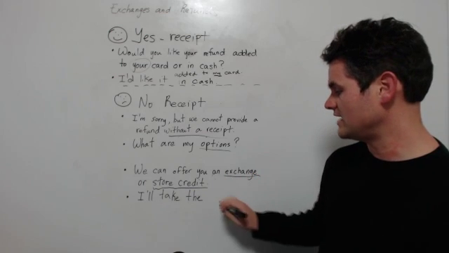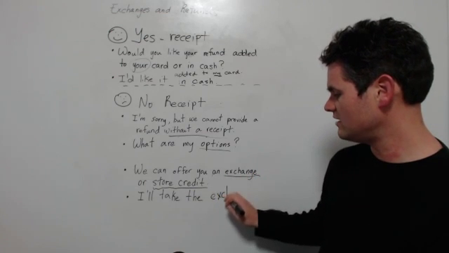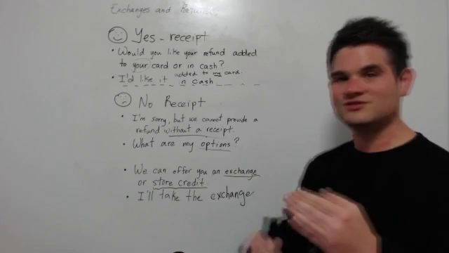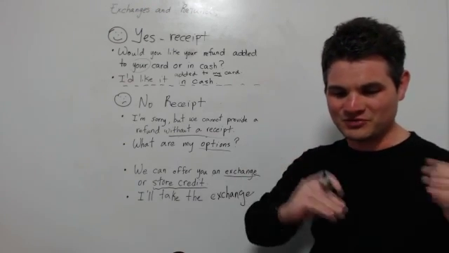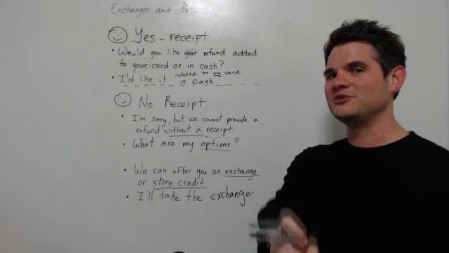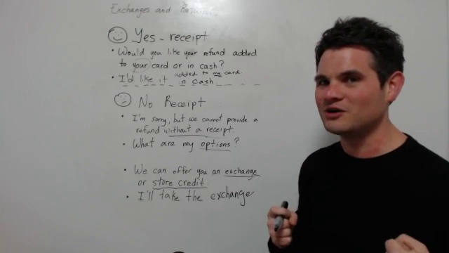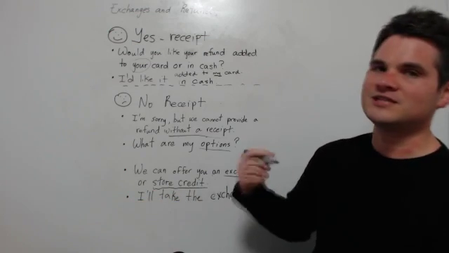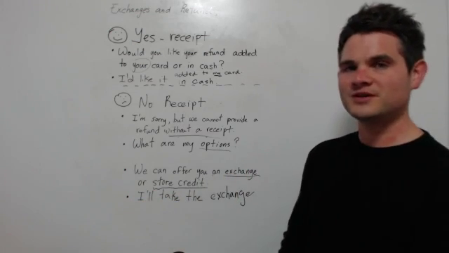So let's just say I'll take the exchange. So you're going to trade items. You're going to get rid of this item that you have a problem with, and then you're going to get one that you are not going to have a problem with. And you can also say, I'll take the store credit.